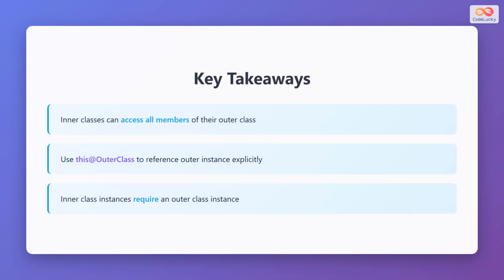Let's recap the key points. First, inner classes can access all members of their outer class, including private ones. Second, use this@OuterClass syntax to reference the outer instance explicitly when there are naming conflicts. Third, inner class instances require an outer class instance to be created. Understanding these concepts will help you use inner classes effectively in your Kotlin projects.